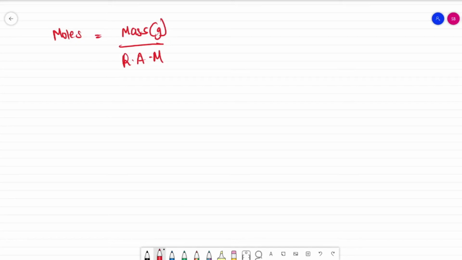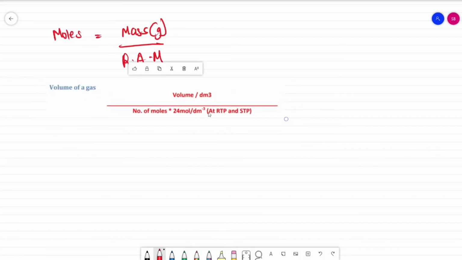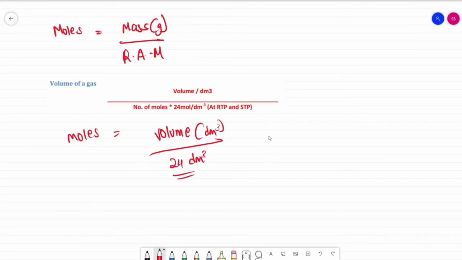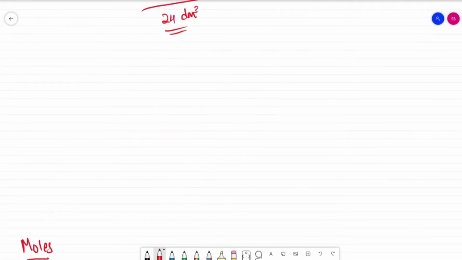The next thing is, what if it is a gas? Because there's another formula just for a gas. If it is a gas, the moles equals the volume, which will be in dm cubed, over 24 dm cubed. This is how you find the number of moles if it is a gas.